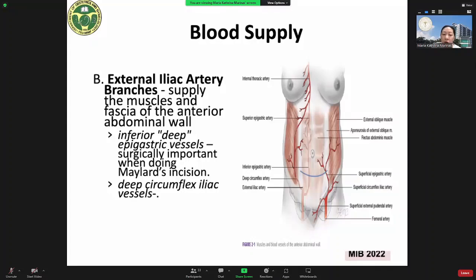So these vessels course ventral to the posterior rectus sheath and lie between this sheath and the superior surface of the rectus muscles. And near the umbilicus, the inferior epigastric anastomose with the superficial epigastric artery and vein.